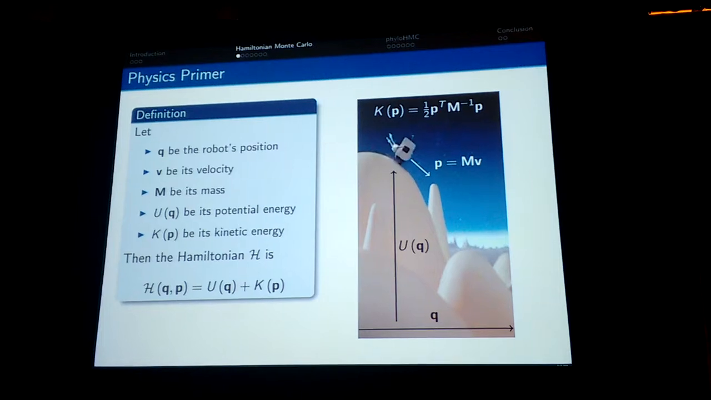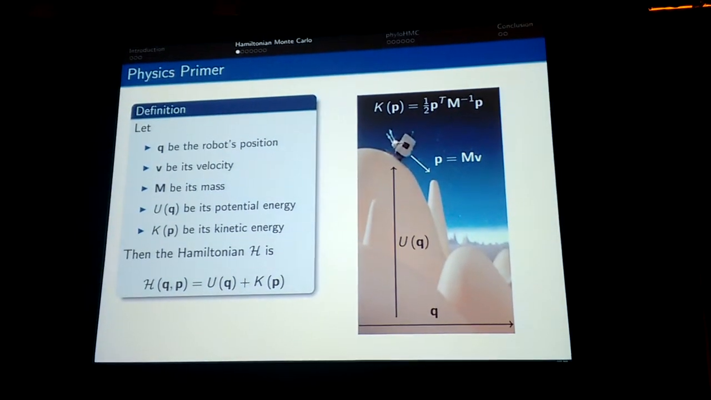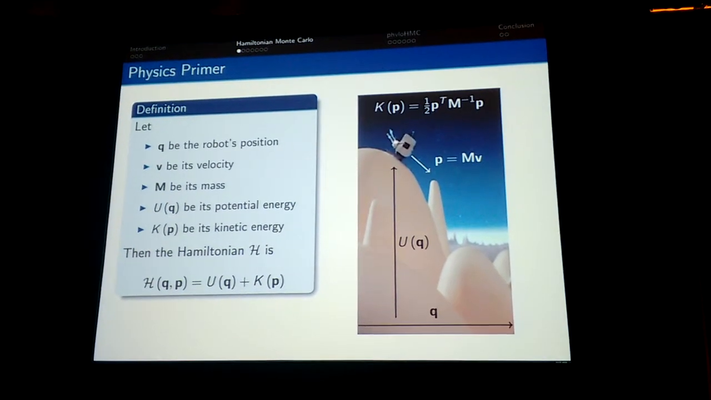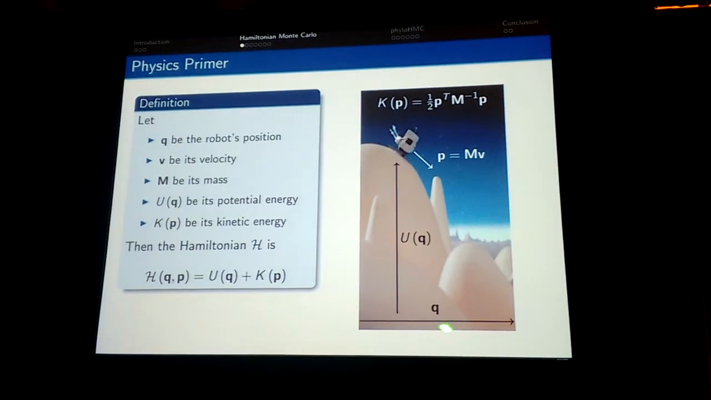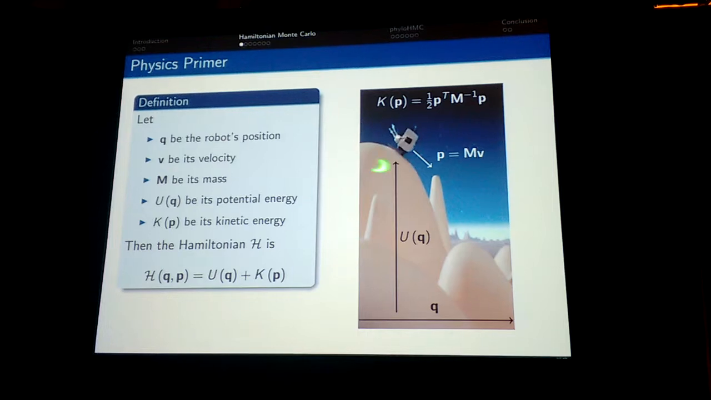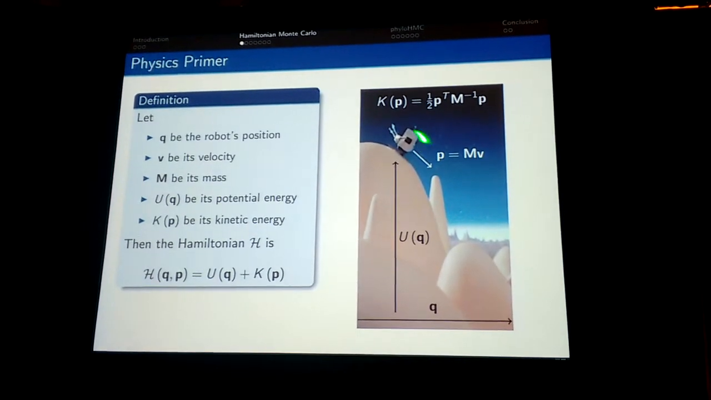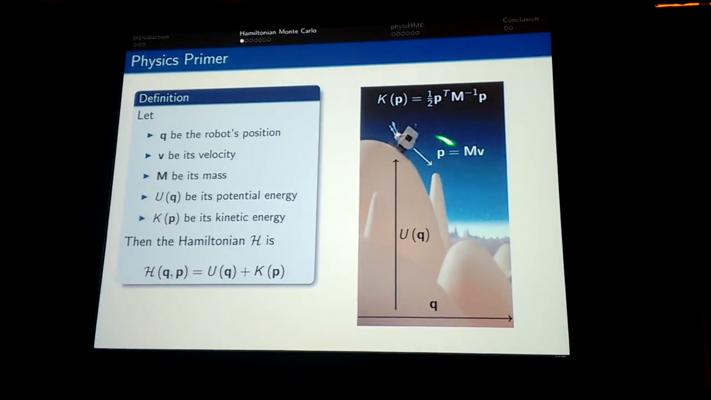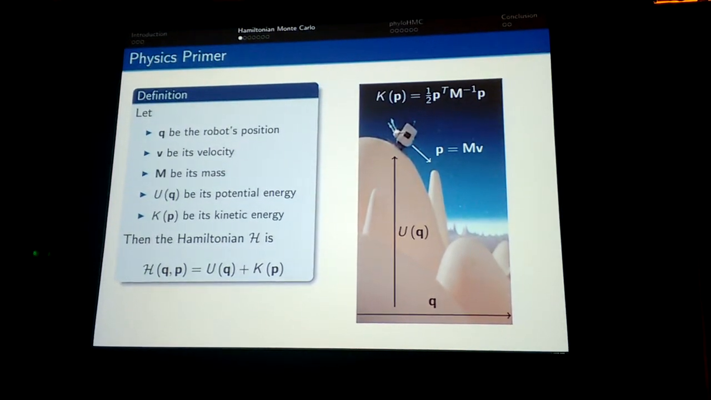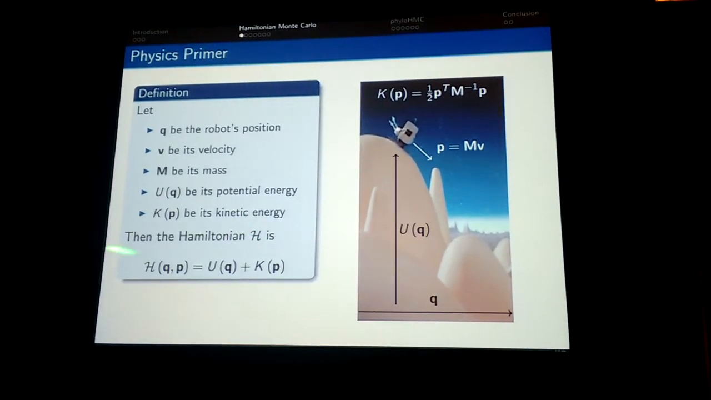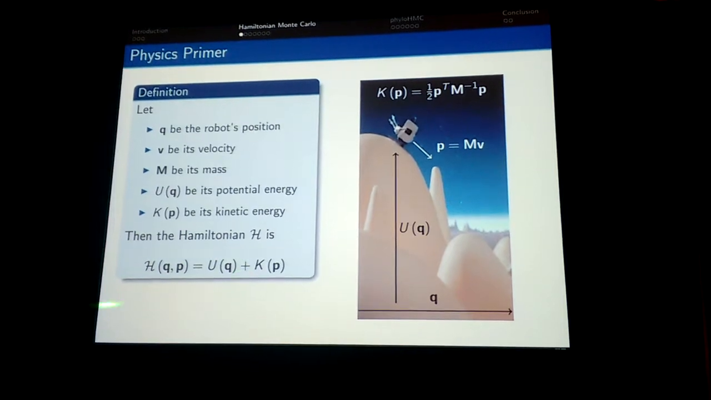And so now we need to start thinking physically. So we've got a robot now. A robot's got some position in the space. We're going to call this Q. This is the robot's position. And then its elevation is also equivalent to what we're going to call potential energy. The robot's also got some speed, momentum. And then it's got a kinetic energy which is derived from this momentum. And so if you take the sum of its potential energy and its kinetic energy coming from its speed, then we get what we call the Hamiltonian. So the Hamiltonian is the sum of these two energies.